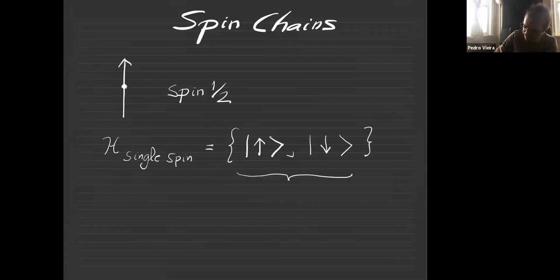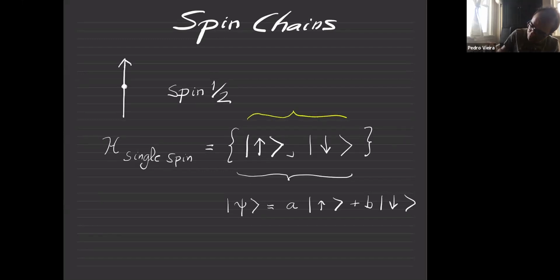So a generic state would be psi, which would be a combination of up and down: a little bit of up, a little bit of down. And that's it. There's nothing more to describe. If I have just one spin, what else would we say? We say it's a two-dimensional Hilbert space. There are two possibilities, right?